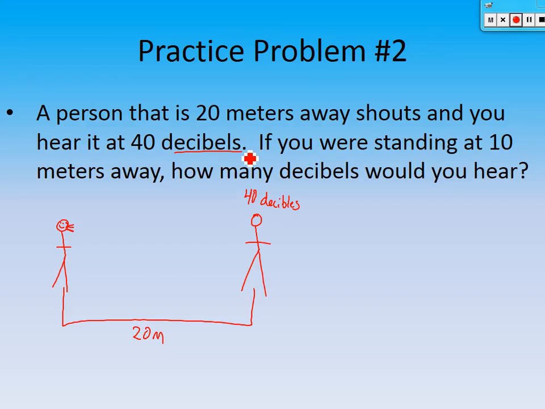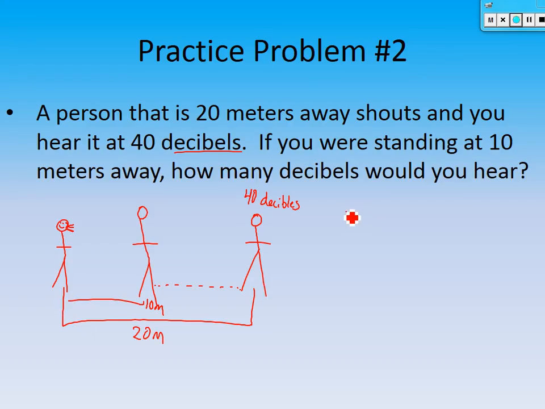Now it says if you were standing at 10 meters away, so you would have to get closer, right? By what proportion, what factor? Always think in terms of factors. How much closer are you now? Your distance is now 1/2 what it was before, right? Because you're at 10 meters here. If you measured it there. How many decibels would you hear it at? So always set this problem up as a proportion and figure out the factor by which it changes.